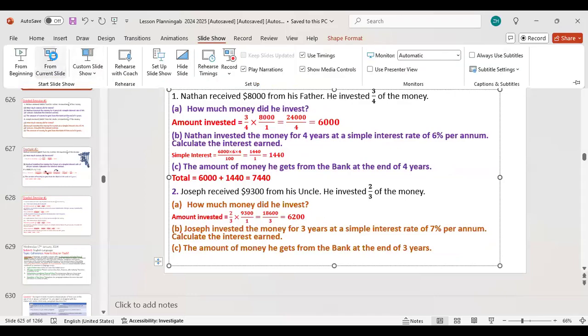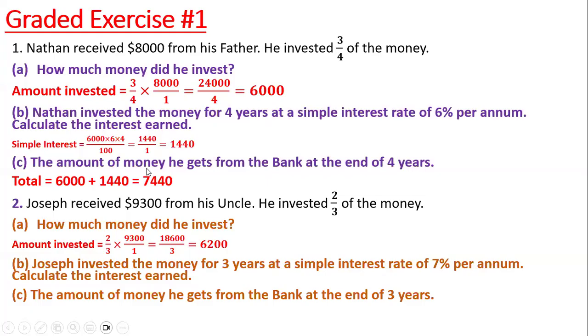For part A, I multiply 2/3 by 9,300 over 1. And for the top part, I got 18,600. And then I put that over 3. And when I divided it, I got 6,200. Excellent. Did anyone get 6,200 like Naya?